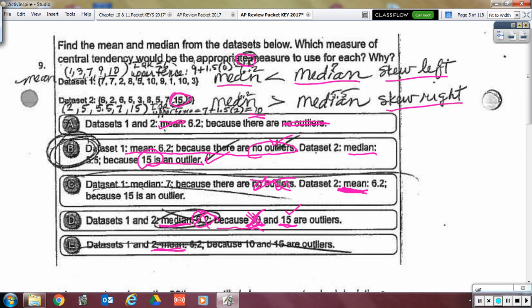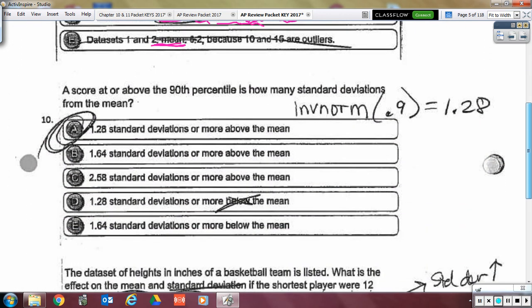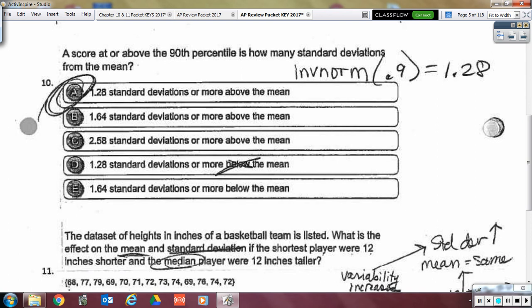Okay, so the moral to that story, sometimes you got to get down to the nitty-gritty numbers and find your outlier fences and all that. Okay, the moral to this one is to know what a percentile means. A percentile means the area below.